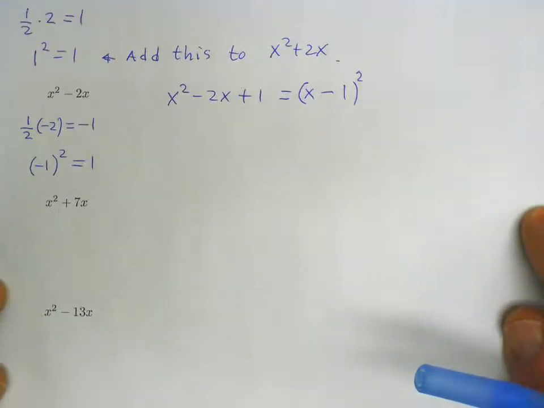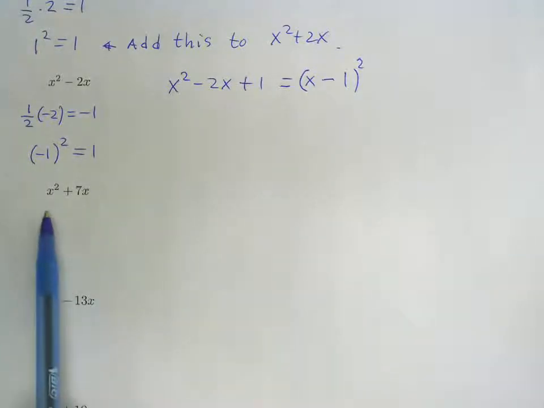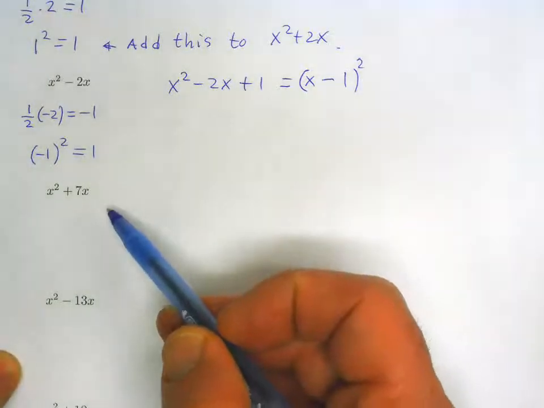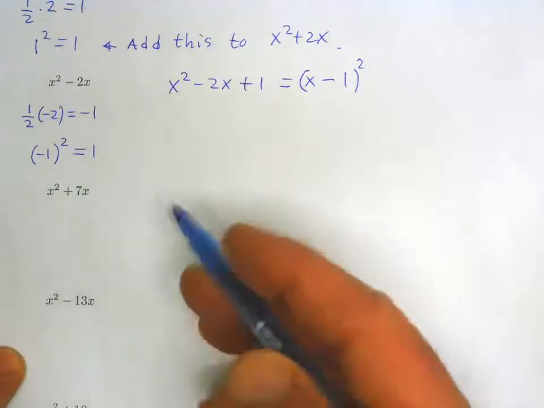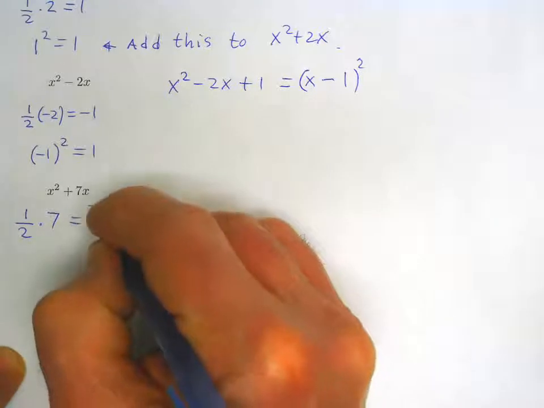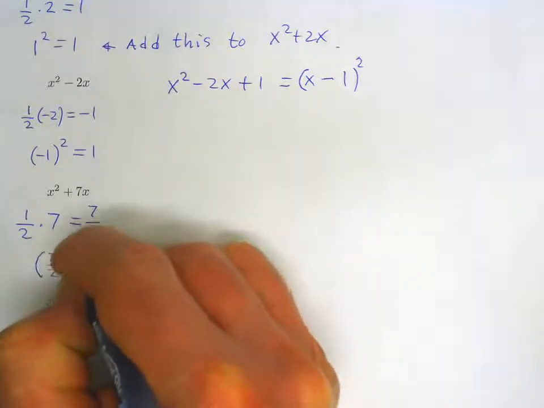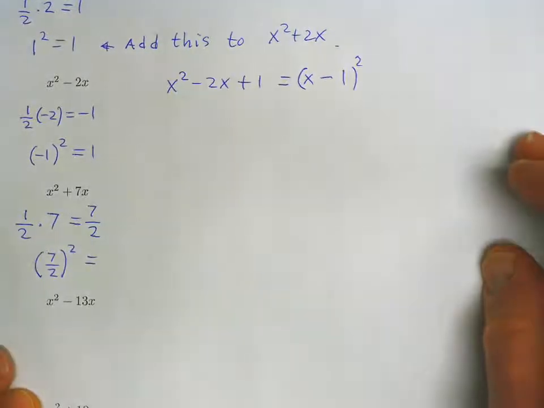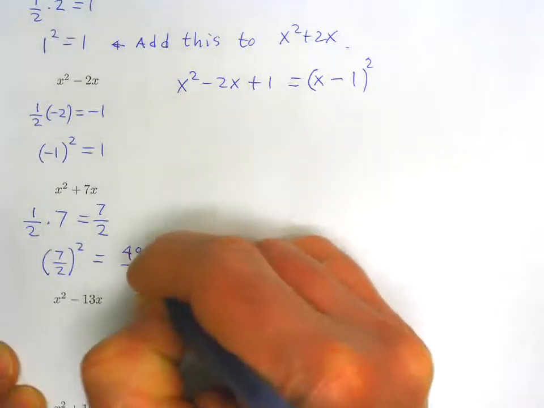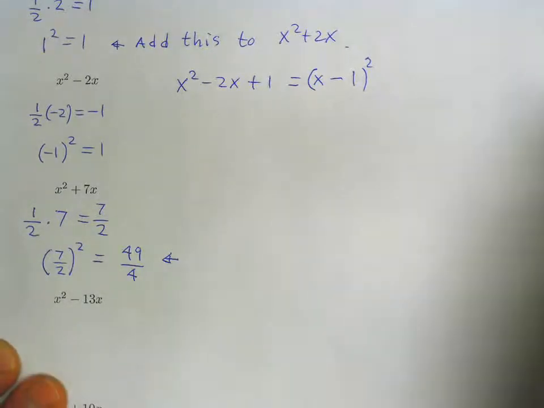The next example will be a little stickier, but it won't be too bad if you took note of what I was pointing out in the previous examples. First, note that the coefficient of x squared is 1. Now we want to add a number to x squared plus 7x to create a perfect square trinomial. So the coefficient of x is 7, so we take 1/2 of 7. 1/2 of 7 is 7/2. Then we square that number. We're going to square 7/2, and that just means 7/2 times 7/2, which is 49/4. Okay, so this is the number that we add to x squared plus 7x to create a perfect square trinomial.